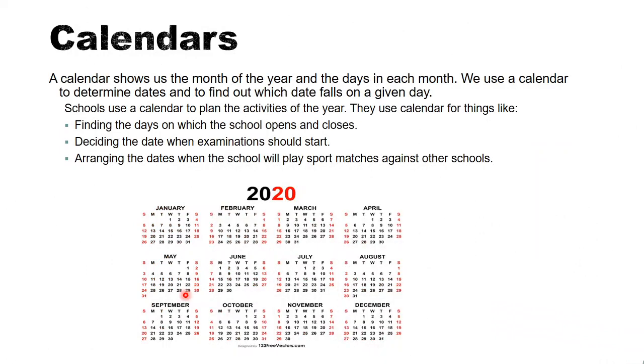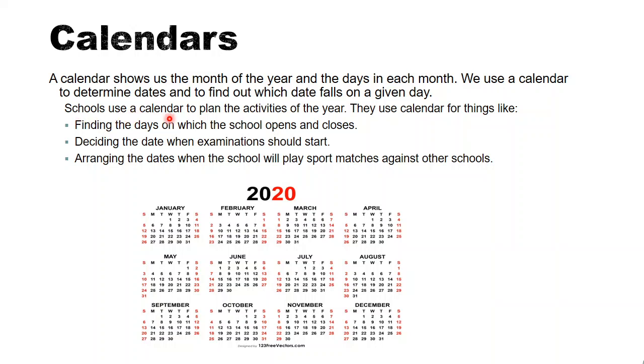Now let's move on with today's lesson. Like I told you, we are going to look at calendars. We all know what calendars are. We all use calendars, for example, to see the date of today and so on. A calendar shows us the months of the year and the days in each month. We use calendars to determine dates and to find out which date falls on a given day.